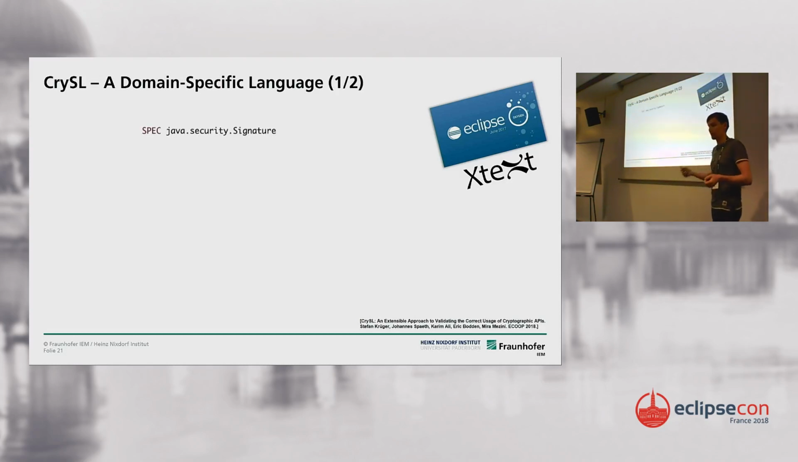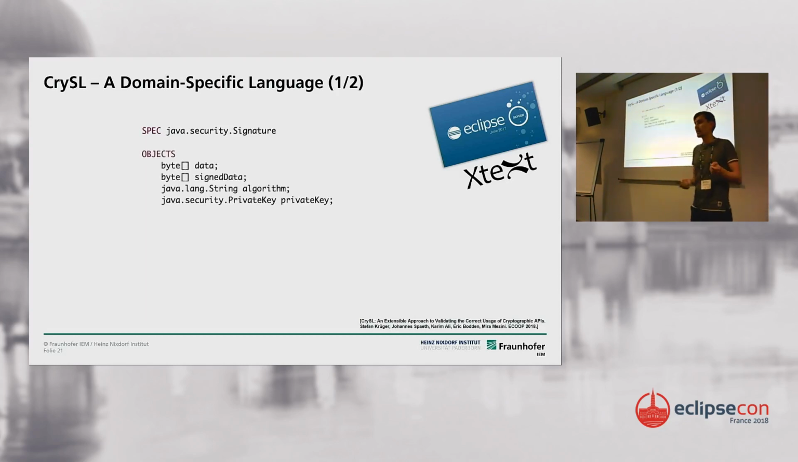And I'll walk you through how you could write a rule in CrySL. CrySL has a rule for each object type. So for example, for the signature class, you start writing a rule in CrySL, and the first thing is you have to supply the type that you want to actually specify. The second thing is you want to tell the specification that there are some objects that this signature object interacts with. For example, it supplies some data, it will return some signed data, or it uses the private key, or an algorithm that the signature uses.